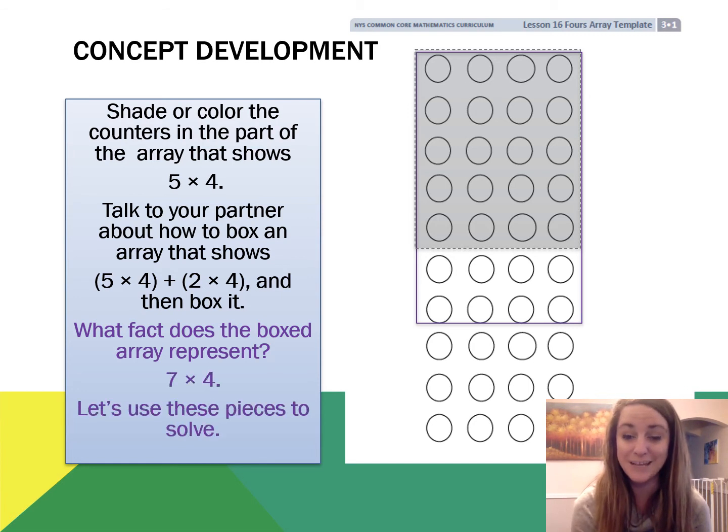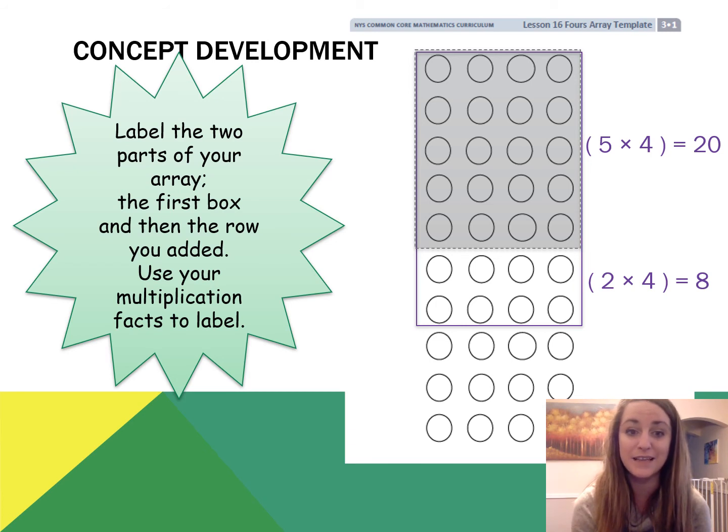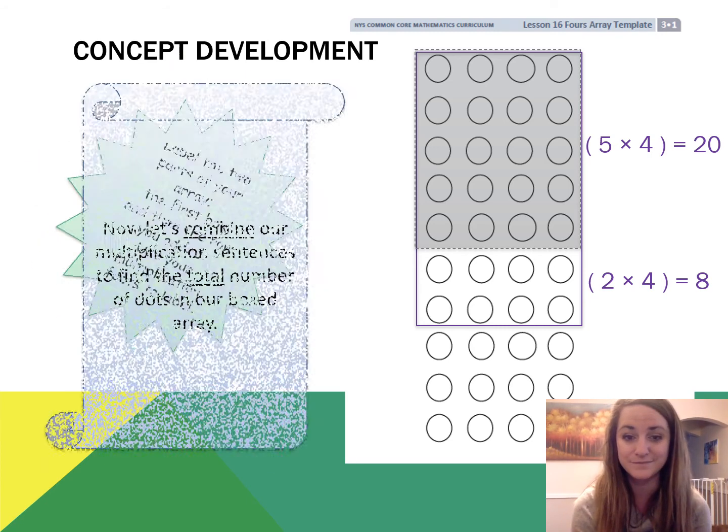It represents 7 times 4. Let's use the pieces of the array to solve 7 times 4. Let's label the two parts of our array, in the first box and then the row underneath. We can use our multiplication facts to label. 5 times 4 is 20, and 2 times 4 is 8.